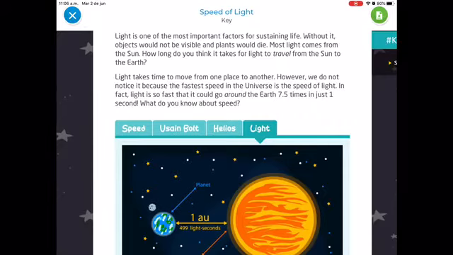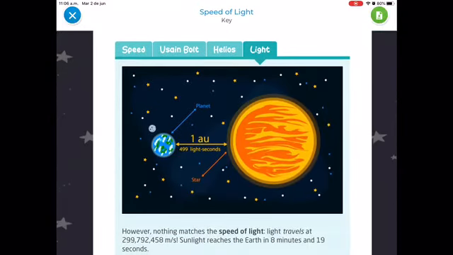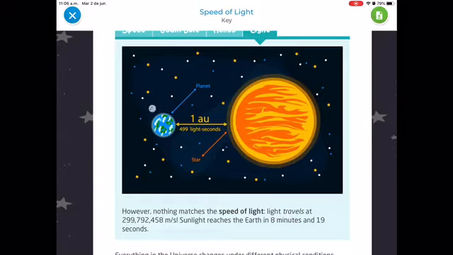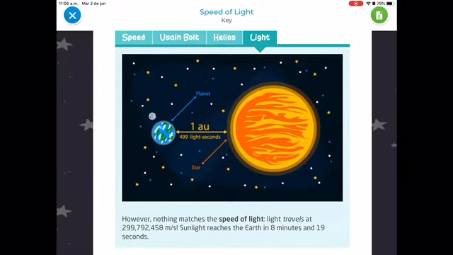What do you know about speed? Now let's check this here. Speed. However, nothing matches the speed of light. Light travels at 299,792,458 miles per second. Sunlight reaches the Earth in 8 minutes and 19 seconds. It's not that fast, but it's not that slow. 8 minutes to receive the light from the sun in your houses.